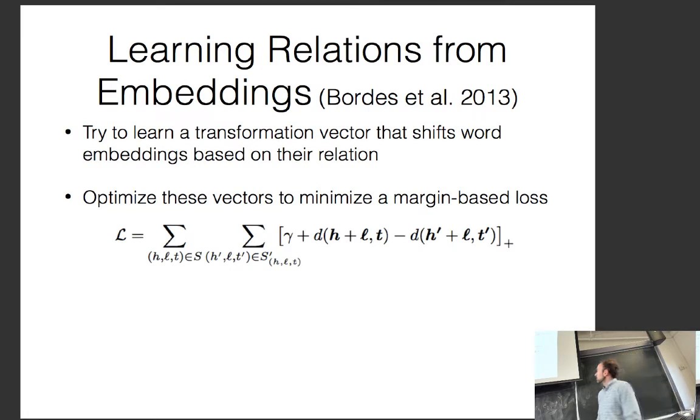So we have H plus L, which means we take H, which is the head, and T, which is the tail of the relation. We add L to H and see how close it is to T. If T is close, then we assume that this relation holds, and if T is far, then we assume that this relation does not hold.